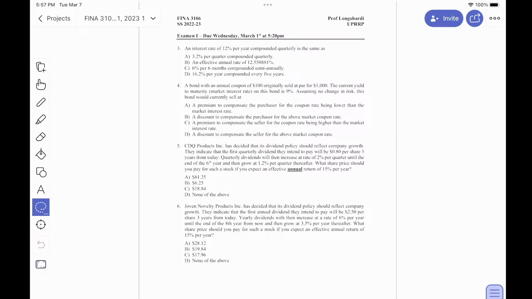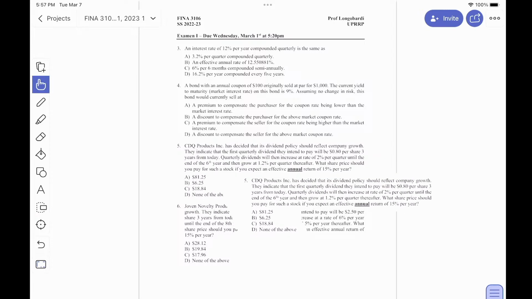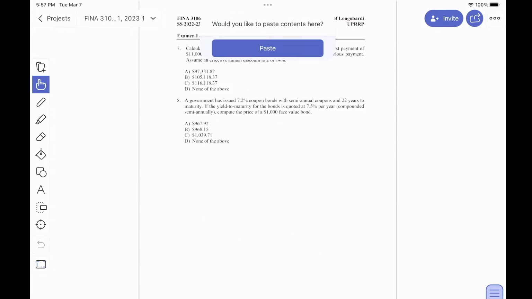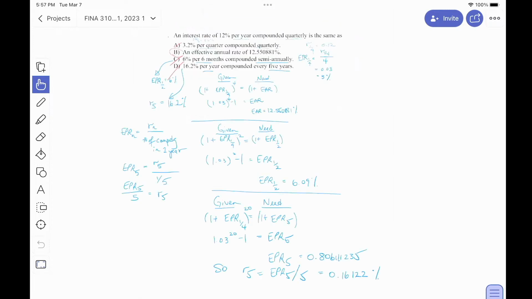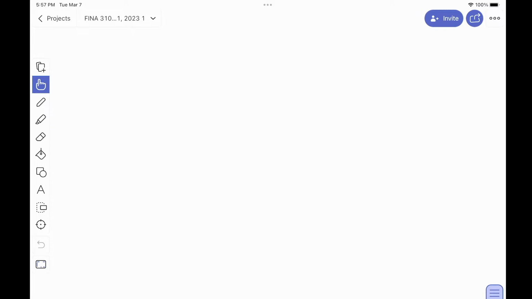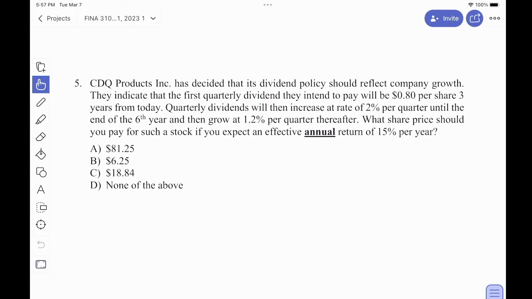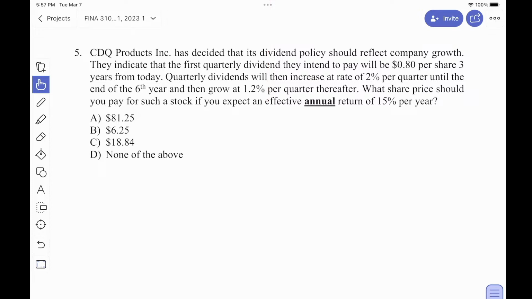I'm going to skip number 4. Let's try number 5 before we go. 5 and 6 are similar. Okay, I'll give you 5 minutes to set that up, and I'll check back in.